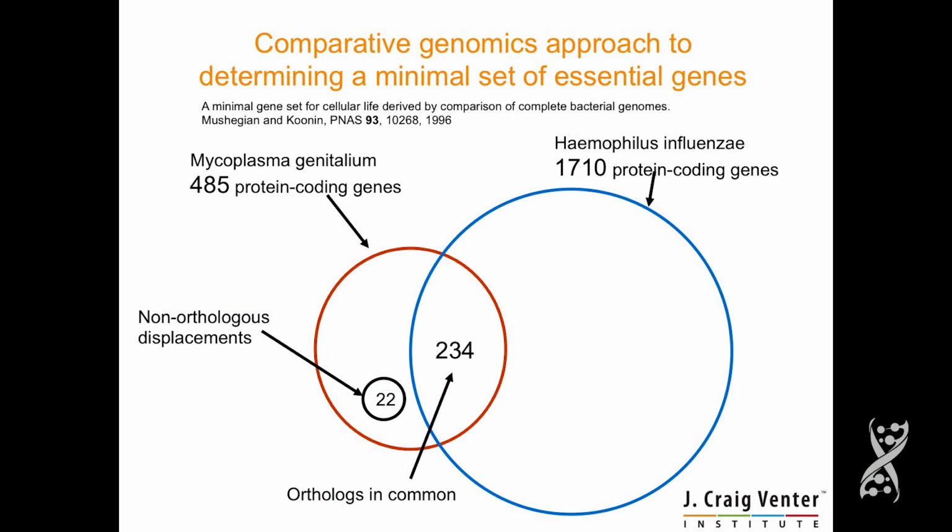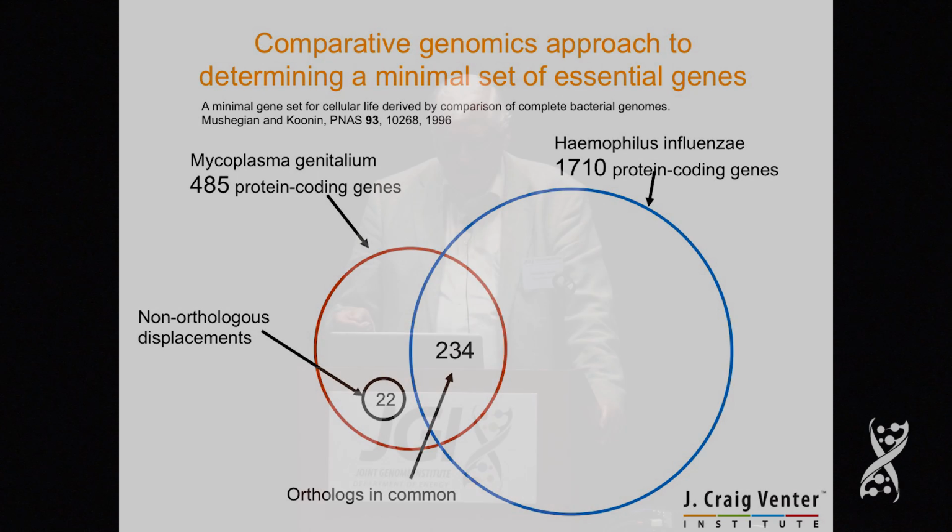They had 234 orthologs, but in looking at the pathways involved, it was obvious that there were holes. So they came up with the notion of non-orthologous displacements. In other words, a gene that was not homologous or orthologous, but had the same essential function. And this is something that now has complicated all comparative studies. So really most of these studies do not get at the question of the core of essential genes.